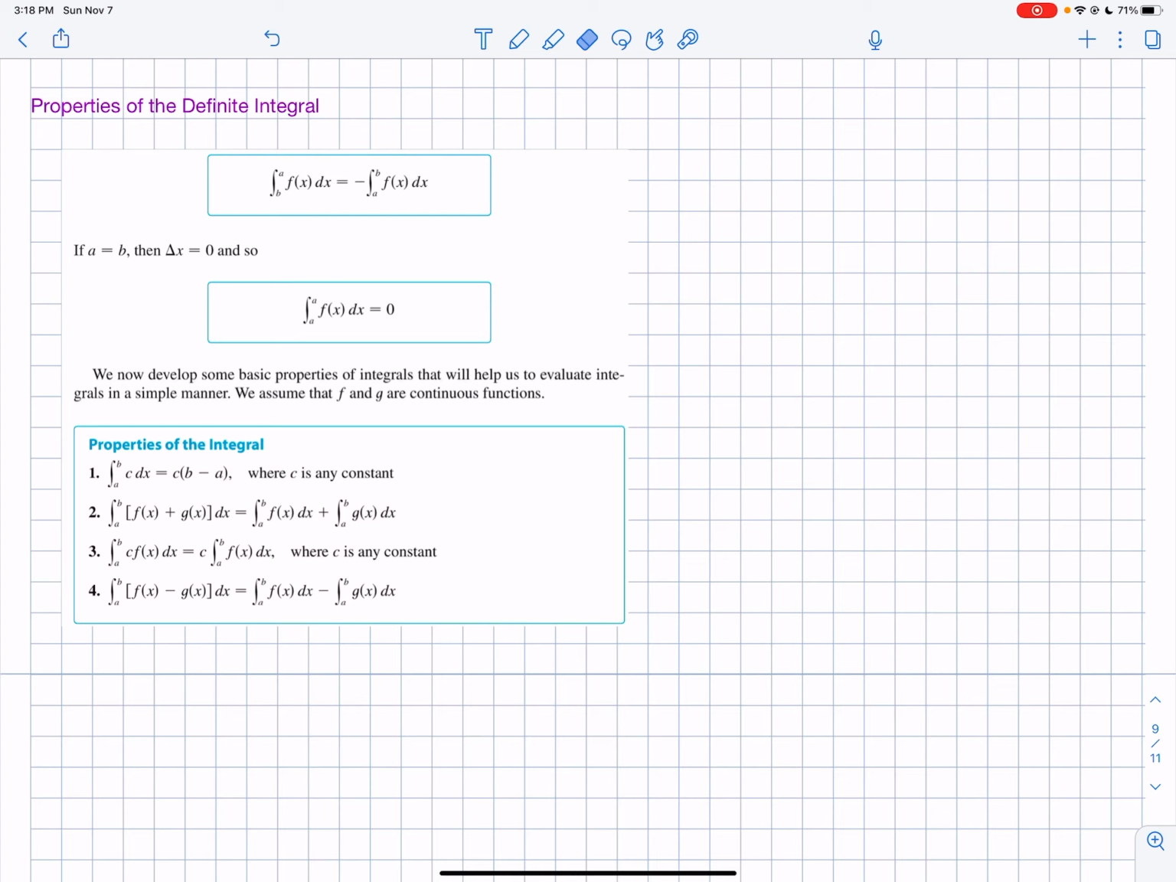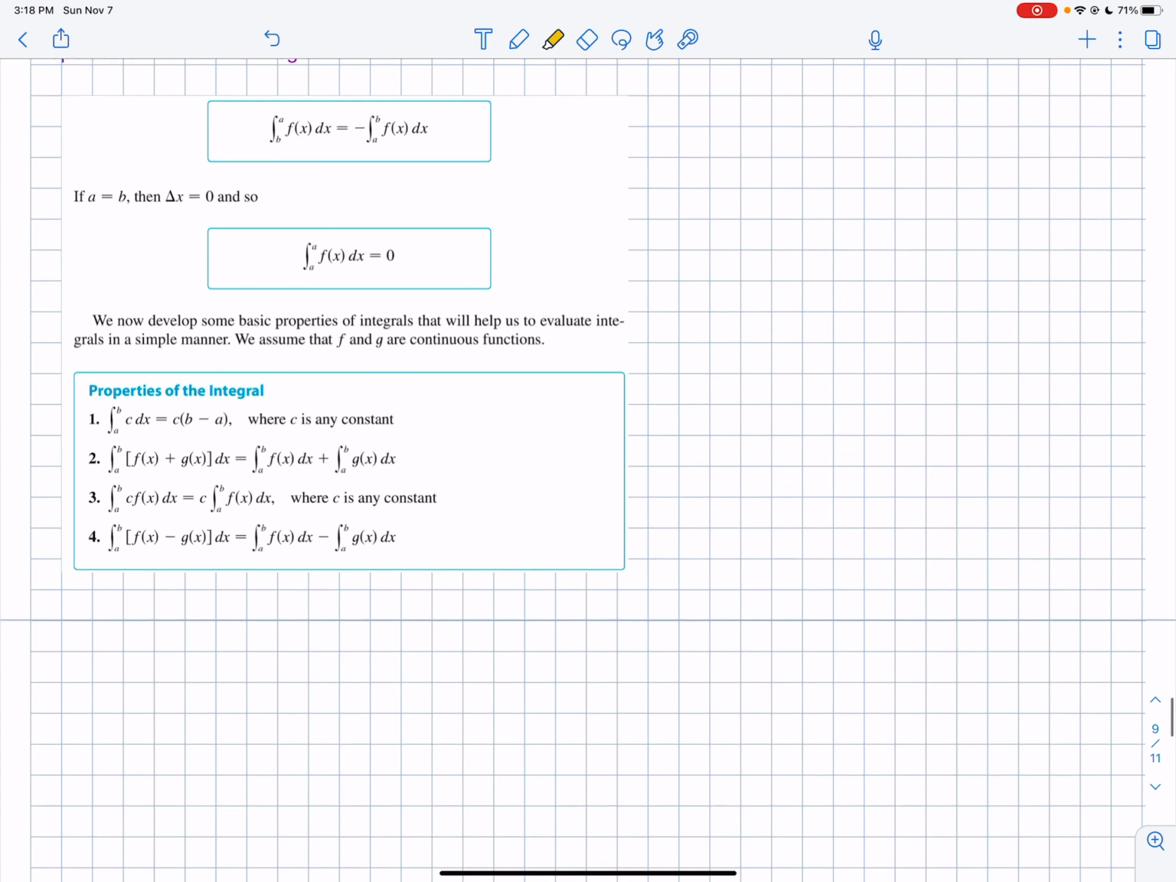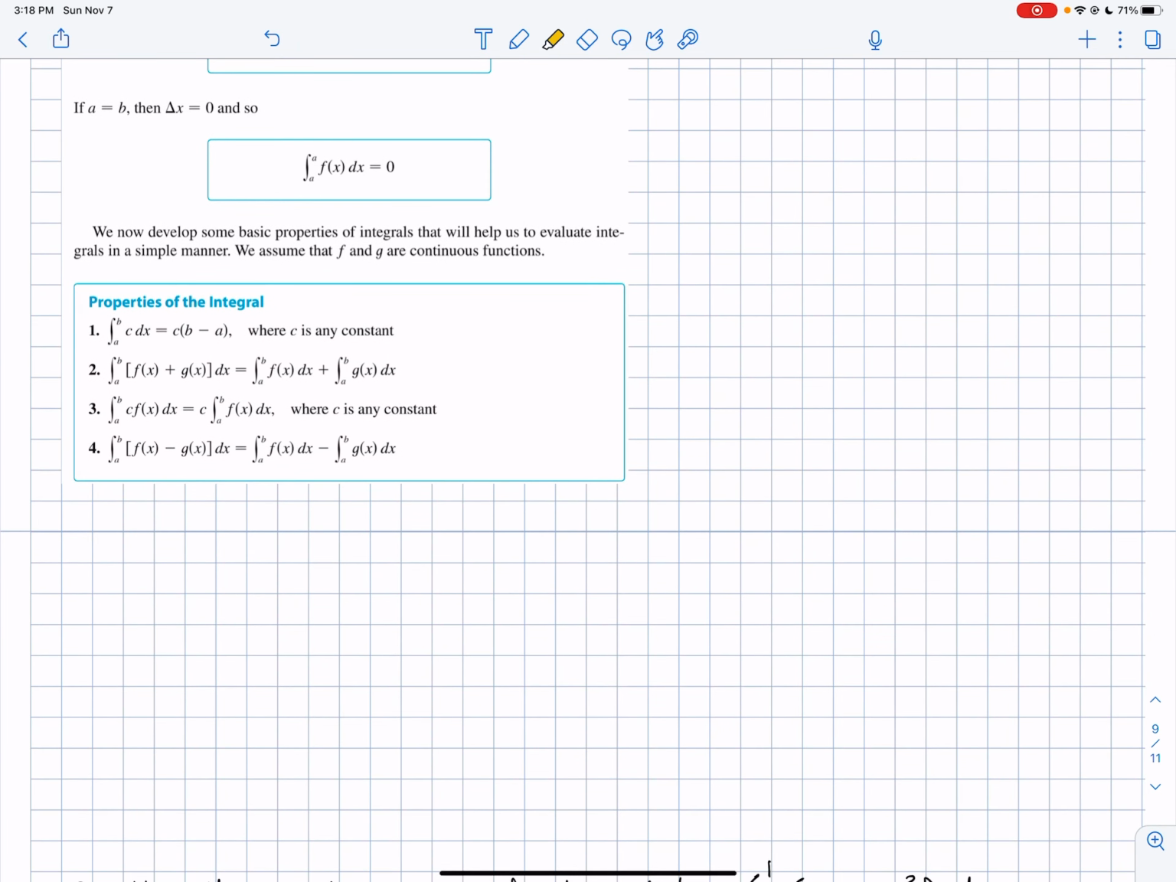The property that follows is that if we're talking about the integral, which is the area under the curve of the function f of x, the integral from a to a, which is just the same point, the area has to be 0. We have the four properties of the integral. The first one is easy to see.